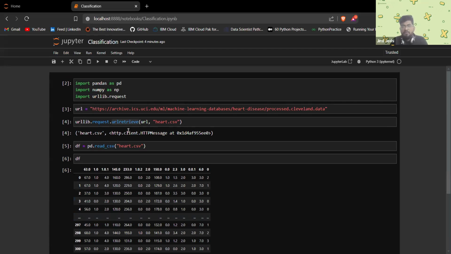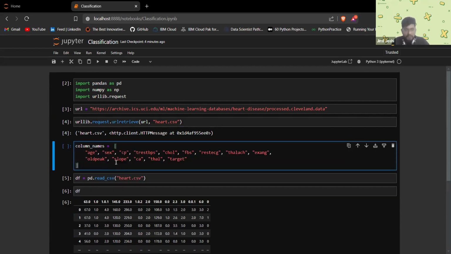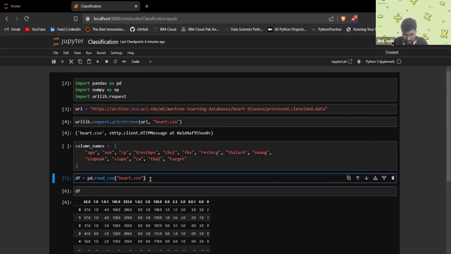But the problem over here is that no column names have been given. So I've created the column names separately, and I'm going to share them with you as well. These are the column names. Once we download it, we'll give these column names here, and we'll set names equal to the column names, so it will also take these columns.